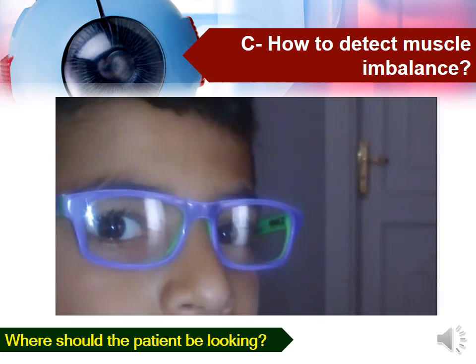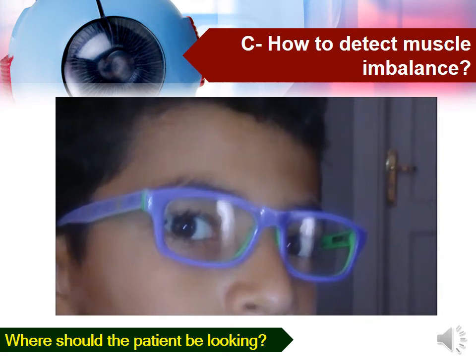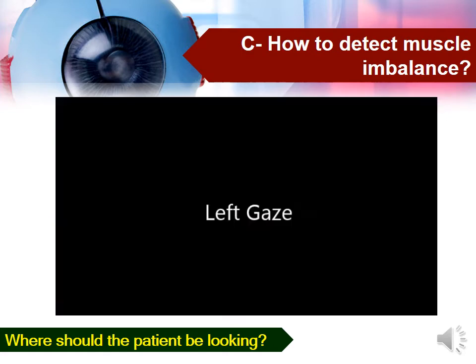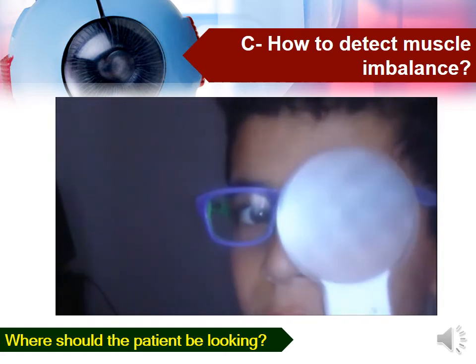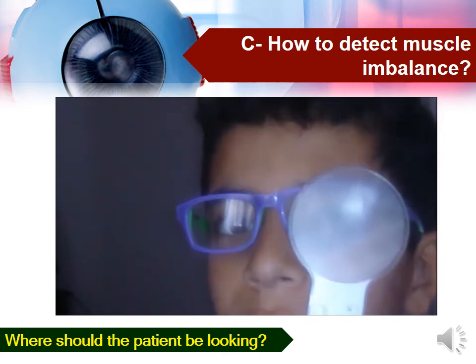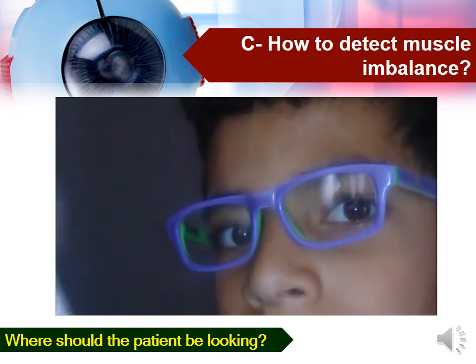The cover tests are then repeated for side gazes. This is done by tilting the head to the left side to test the alignment in right gaze, or by tilting the head to the right side to test the alignment in left gaze. Remember that the head should be turned just a bit before the nose blocks the abducting eye from seeing the target.